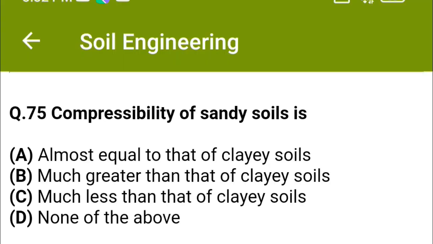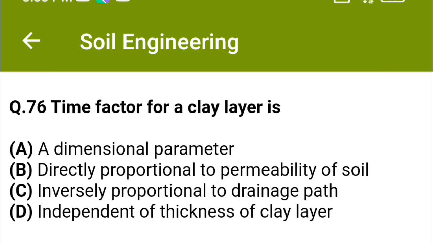Compressibility of sandy soils is: option A, almost equal to that of clayey soils; option B, much greater than that of clayey soils; option C, much less than that of clayey soils; option D, none of the above. The correct answer is option C, much less than that of clayey soils. Time factor for a clay layer is: option A, dimensional parameter; option B, directly proportional to permeability of soil; option C, inversely proportional to drainage path; option D, independent of thickness of clay layer. The correct answer is option B, directly proportional to permeability of soil.